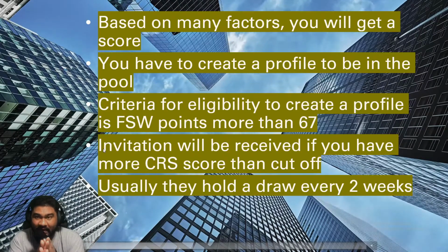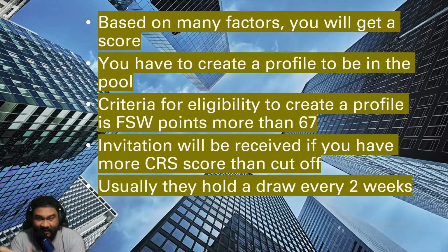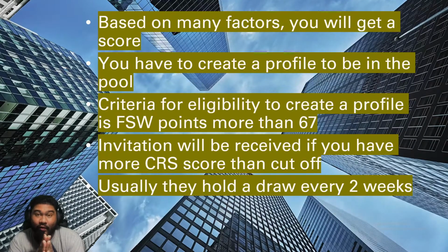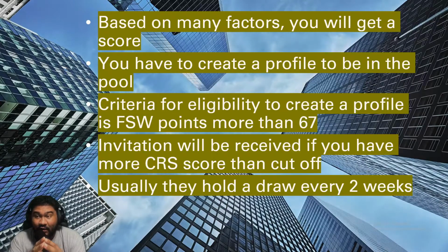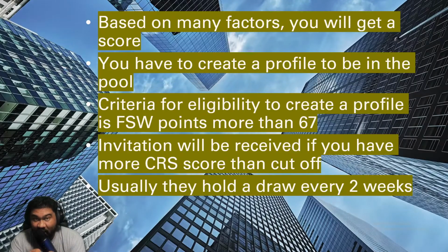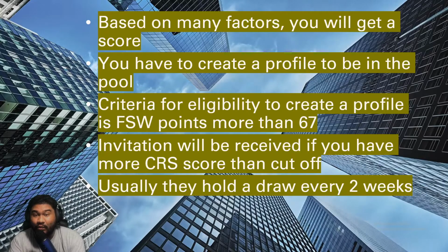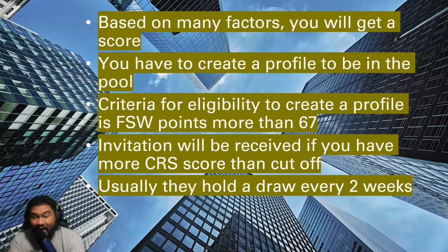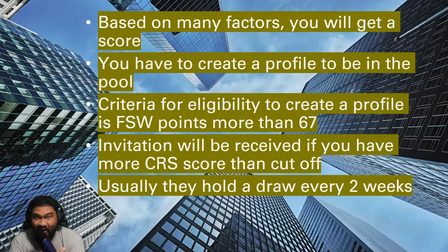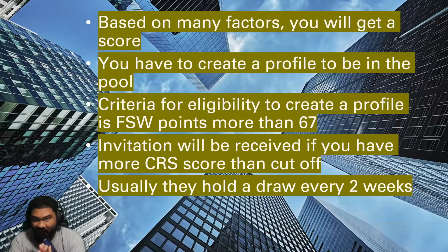So you'll be getting a score based on many factors. Your age and other factors will be the main focus, and you will be evaluated on those criteria. Then you have to create a profile to be in the pool. Only then will you get an invitation to apply for the permanent resident visa. To create a profile, you have another criterion called FSW points. You need to have 67 or more out of 100 to be eligible to create the profile.